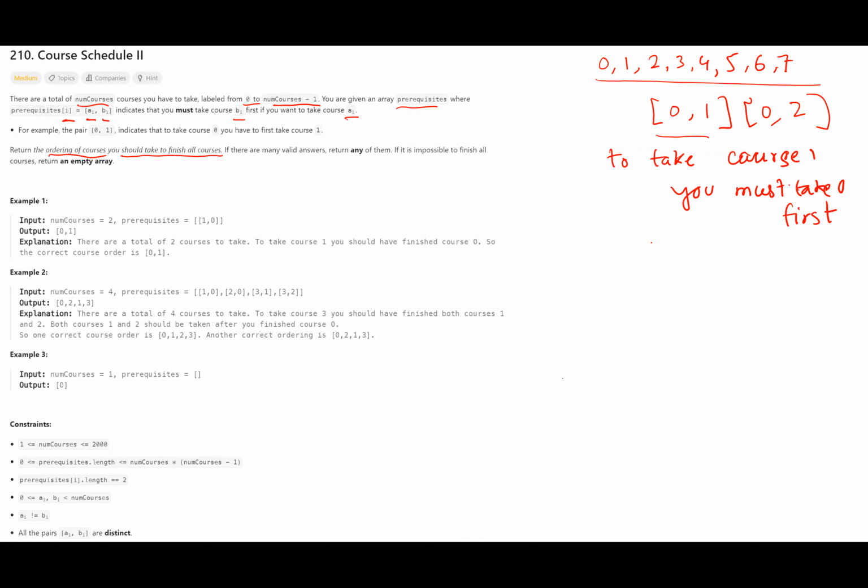So here is one example. Let's look at the second example. The number of courses is 4, which means the course labels are 0, 1, 2, 3, and the prerequisites are like this. That means to take course 0, I have to take course 1 first. To take course 0, I also have to take course 2 first. To take course 1, I have to take course 3.